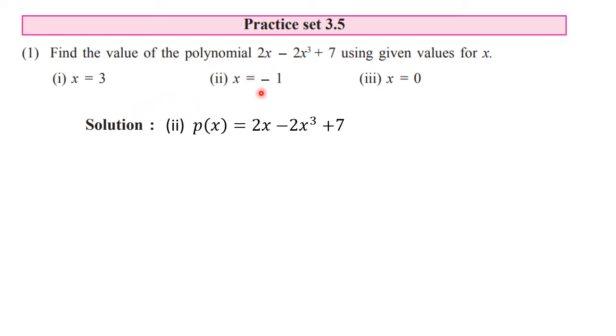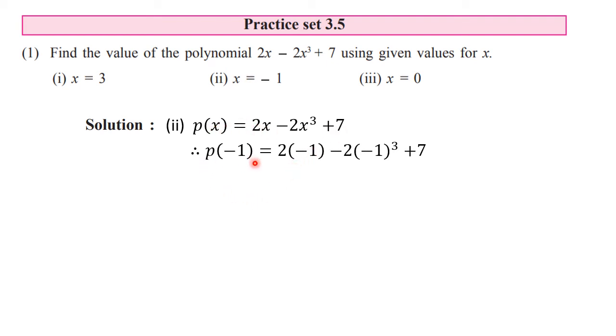So here I'm not solving all three sums. The first one is easy, you solve it as homework. I'm starting with the second one. First write down the given polynomial as p of x. Then see, the value of x is minus 1. So everywhere you have to replace x by minus 1.